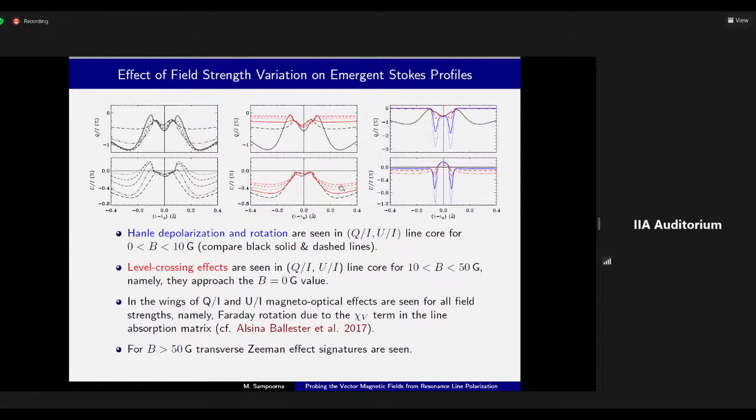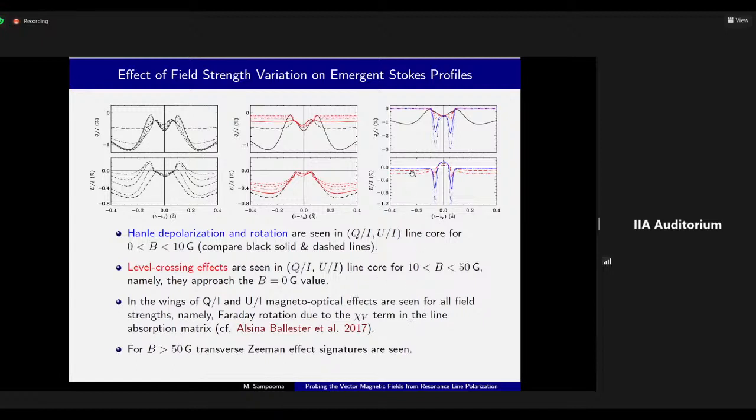In the wings, the Hanle effect is known to operate mainly in the line core, but we see that the wings are highly sensitive to the magnetic field strength, and this has been shown by Alcina Ballester et al. 2017 to be due to the magneto-optical effects. In particular, the Faraday rotation, that is the chi-V term in the absorption matrix, basically couples Q and U, and therefore converts the Q/I in the wings to U/I.